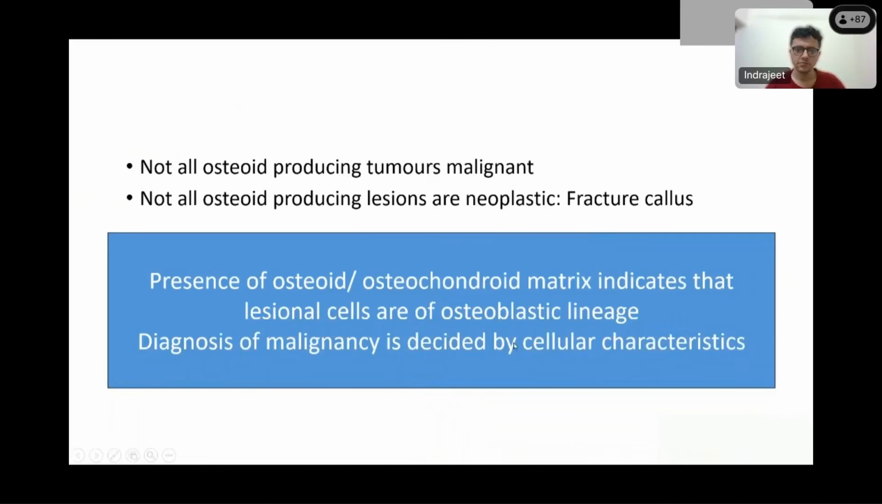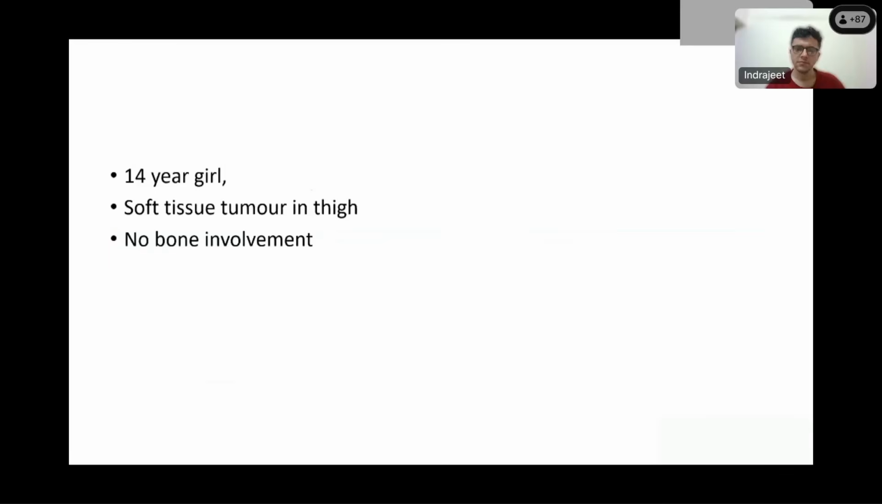Okay, so the presence of osteoid or osteochondroid matrix just indicates that the lesional cells are of osteoblastic lineage. The diagnosis of malignancy is to be decided by cellular characteristics and not by the matrix. That is what I have just reiterated.